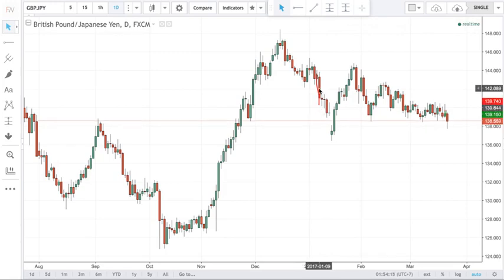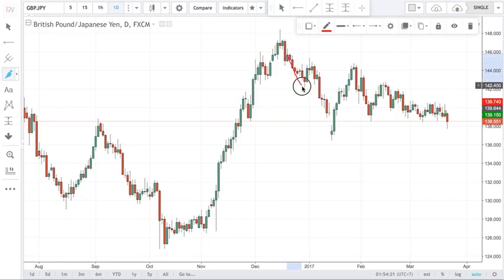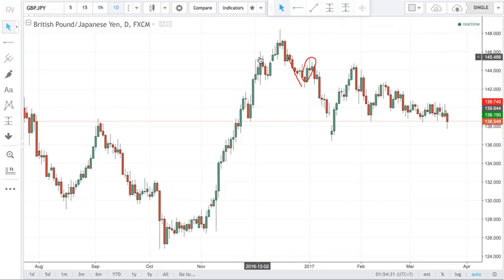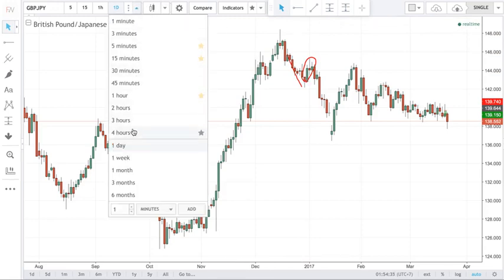Okay, now let's do it in reverse. Let's take a look at, for example, this downward movement, and then he had a pullback. Let's take a look at this pullback on how that looks on your 4-hour time frame, which is one time frame lower, which means it's in multiples of 6. Let me go down to the 4 hours.